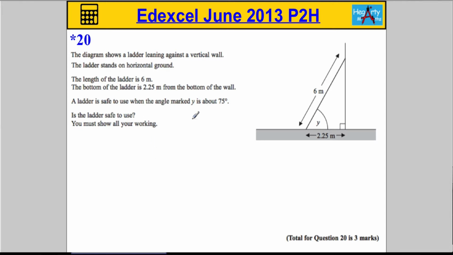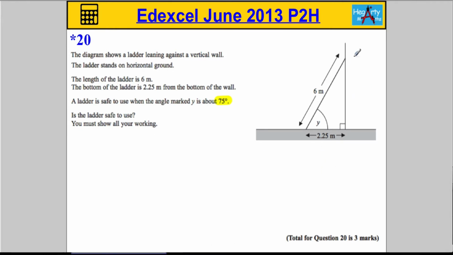It says a ladder is safe to use when the angle marked Y, as shown, is 75 degrees. Is the ladder safe to use? So in other words, work out this angle here, Y, and compare it to the value 75, and then we can decide if it's safe to use.